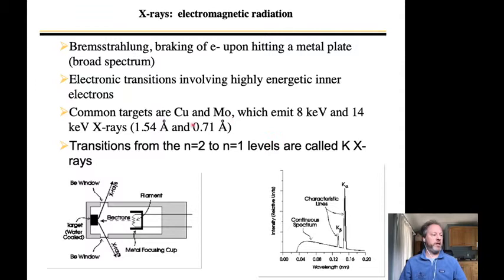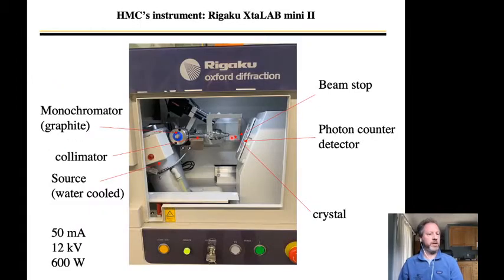Our molybdenum radiation gives X-rays that are 14 kiloelectron volts, and it's 0.71 angstrom light. A lot of diffractometers use copper radiation, which is 1.54 angstrom light. So these wavelengths are on the order of atomic bond distances, and so we can then see at the length scale of atoms and molecules.